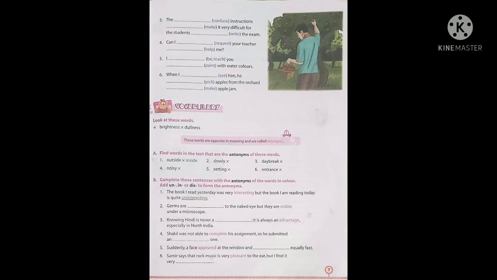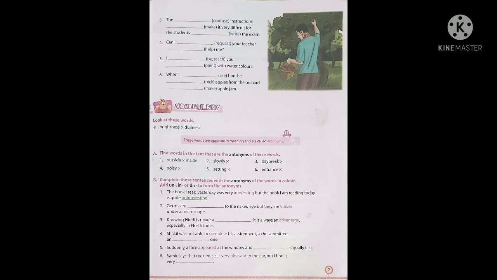I repeat that answer. It is quite confusing, that's why I am repeating it. Answer is, I am or I was teaching you to paint with watercolors. Next, number 6. When I dash see him, he dash pick apples from the orchard, dash make apple jam. Answer is, when I saw him, he was picking apples from the orchard to make apple jam.